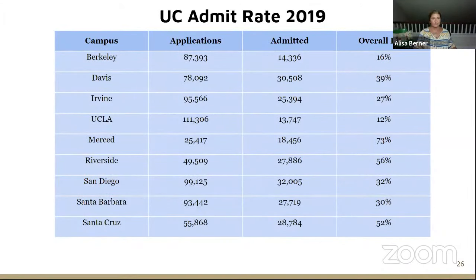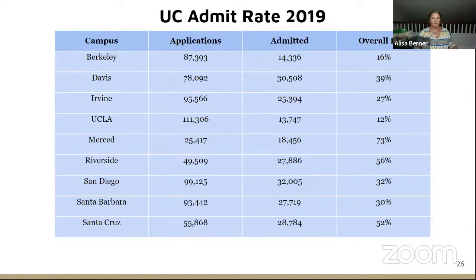So, I was talking about those UCs that are going to be at the top of your target list. Here are some overall percentages of students who were accepted to UC, with LA, Berkeley, San Diego, and Santa Barbara being the most popular. But definitely, if UCLA is on your list, that should be your one reach school. That's just my opinion, but that should be your one reach school.